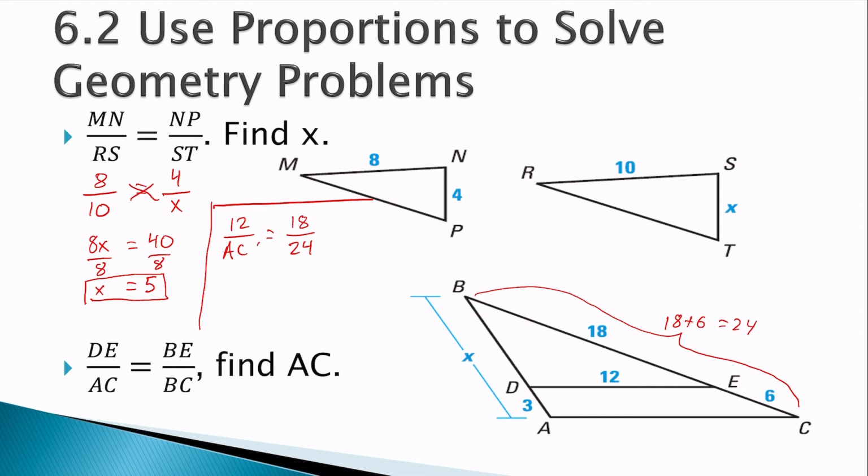Cross multiply. I'll have 18 times AC equals 12 times 24, which is 288. Divide by 18, and we get our answer. AC is 16.